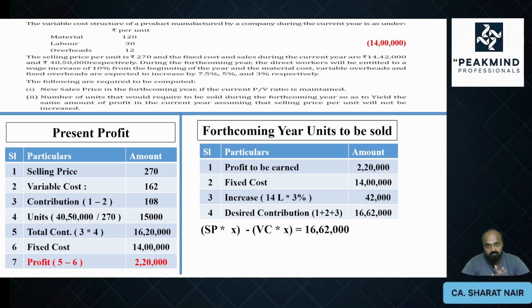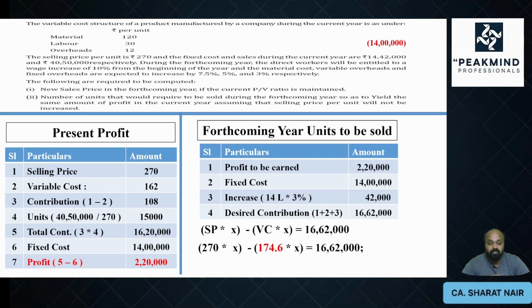Sales minus variable cost. Now, sales means how much? Number of sales quantity units into selling price, minus number of sales quantity units into variable cost. Now, in this, I have the information regarding selling price and variable cost. So, please be careful. 270 I can take because they have mentioned you cannot change the selling price. So, 270 minus 270 into X I can do. Let me take X as the number of units.